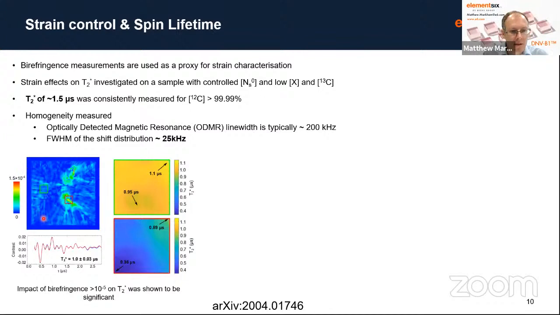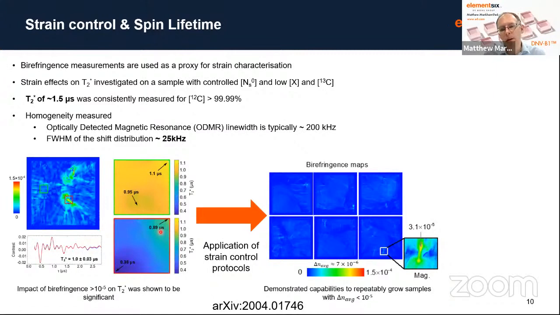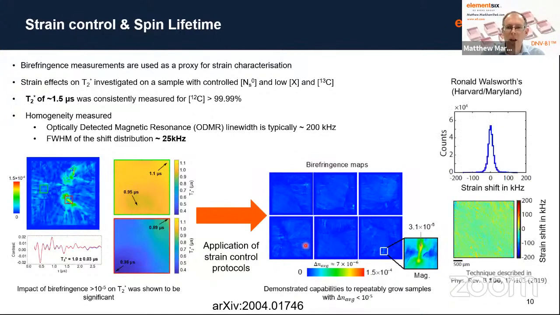By doing T2 star maps, this is work of Ronald Walsworth's group in Maryland. In this area here, where the strain is low, we see a small variation of spin lifetime. But in this area where there's a lot of change in strain, we see it change from 0.36 microseconds to 0.89. So clearly it's very important to be able to control strain. That's what we're able to do with this recipe, by carefully selecting the substrates and carefully preparing the surface. We're able to minimize the strain down to about 10 to the minus 6, which leads to a strain shift of around 25 kilohertz.